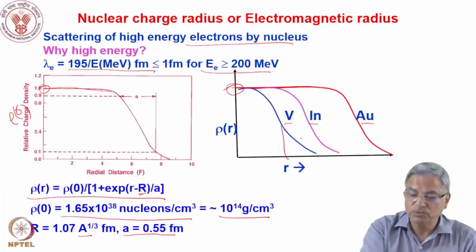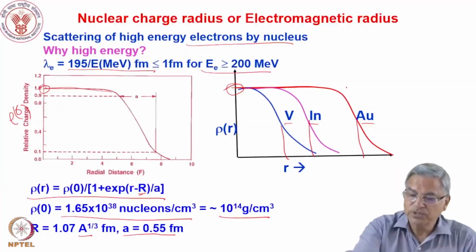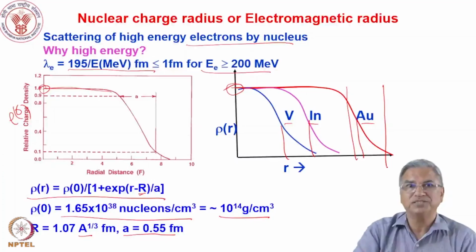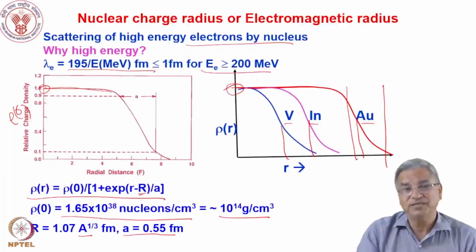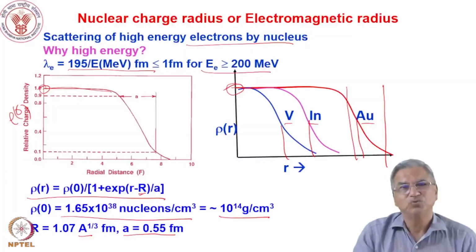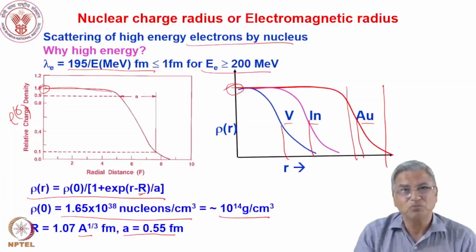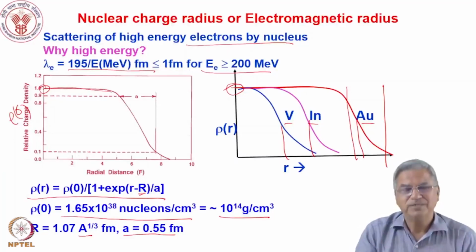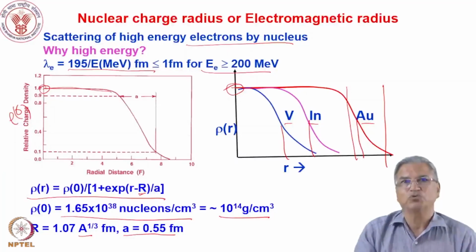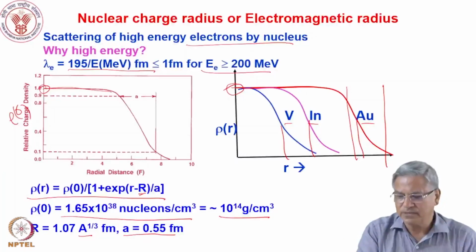So this is the radius of the nucleus for different nuclei, and this is the diffuseness, but the central density is constant. This essentially gave an idea that nuclear matter has very high density, that is, it is incompressible, and second, that all nuclei have the same density in the central portion. So these are the observations about the nuclear size.